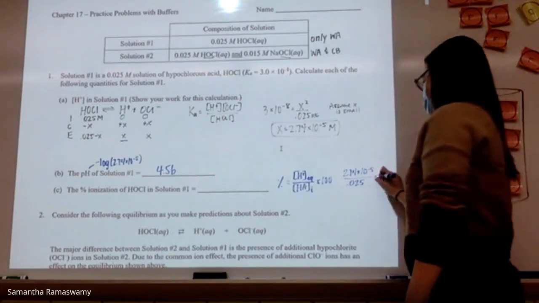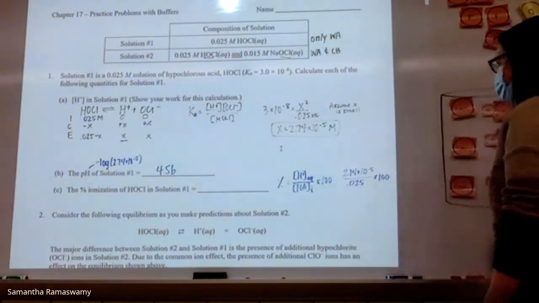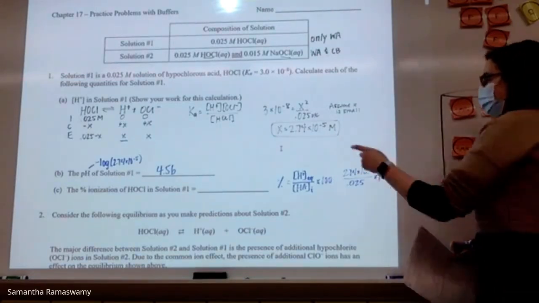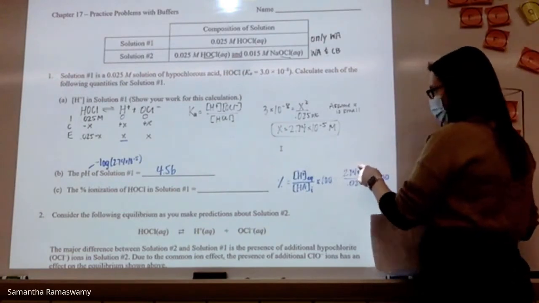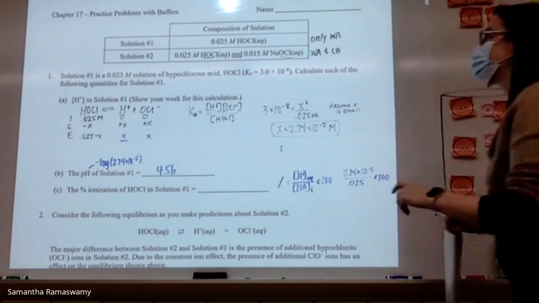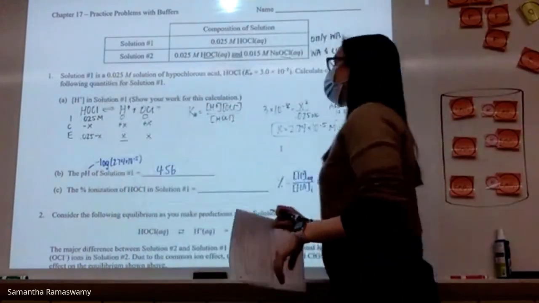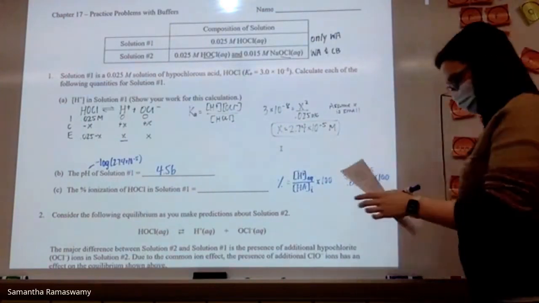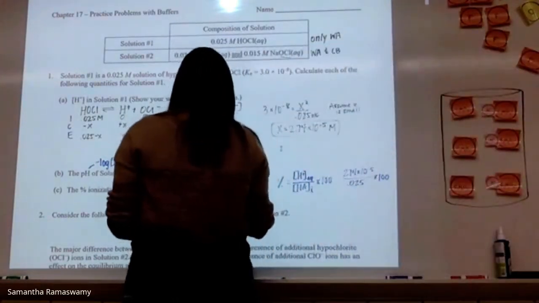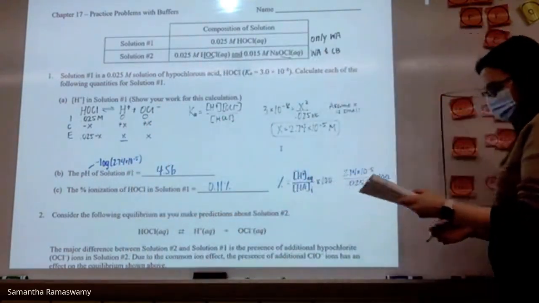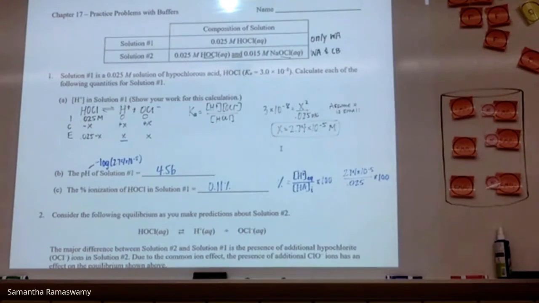So 2.74 times 10 to the negative fifth divided by the initial concentration of the acid, which was 0.025 molar. We multiply that by 100, going to be a small number. 0.11%. So that's all reviewing from chapter 16.